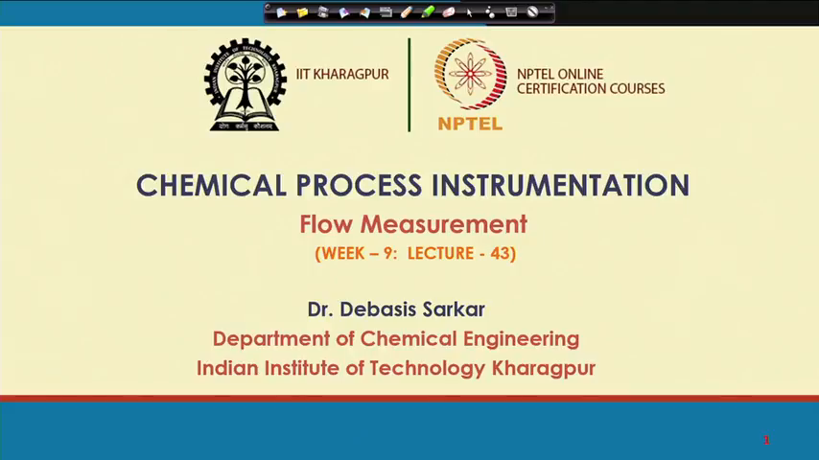Welcome to lecture 43. We are talking about flow measurements, and in our previous lecture we started our discussion on flow measuring instruments based on fixed area variable pressure drop principles. In all such instruments, flow goes through a flow restriction with fixed area, and then we measure the pressure drop across the flow restriction using a differential pressure gauge and relate the flow rate to the measured pressure drop.